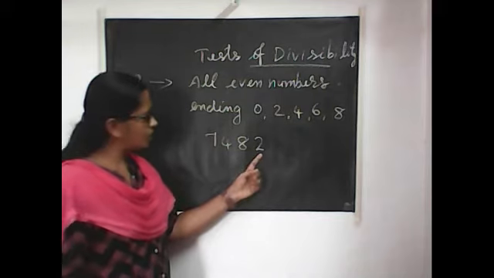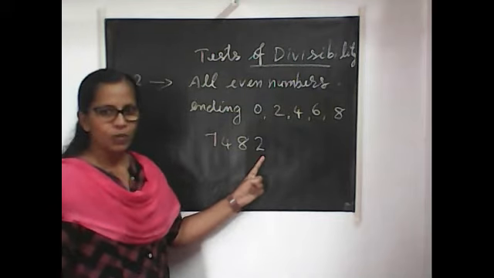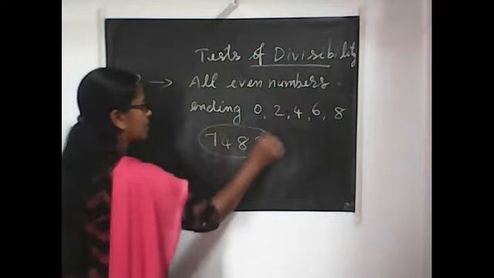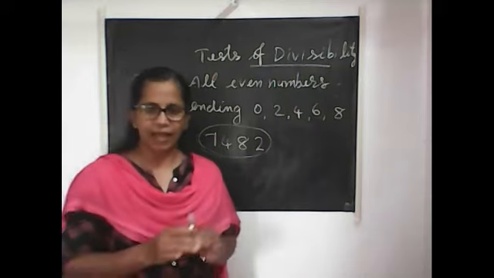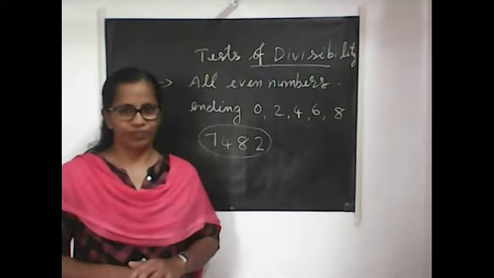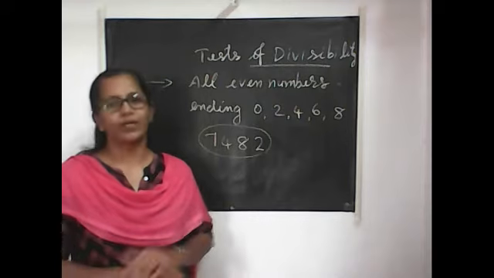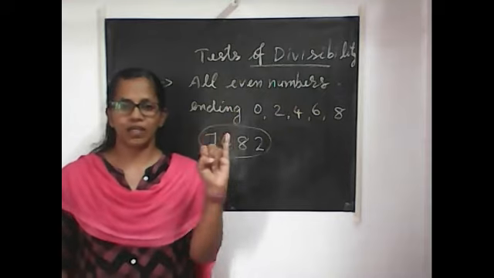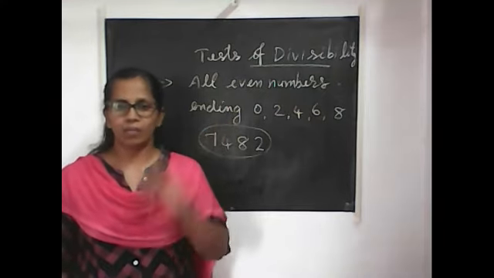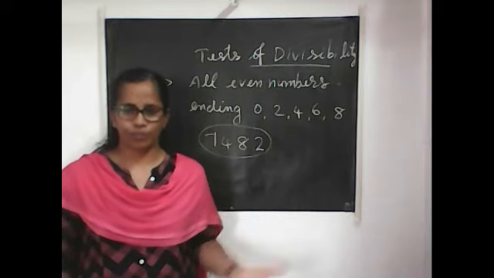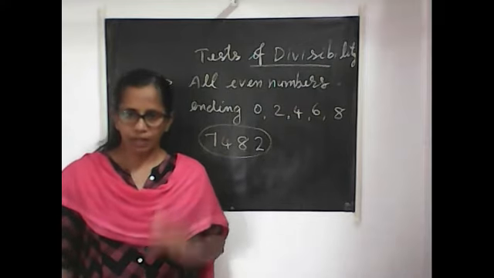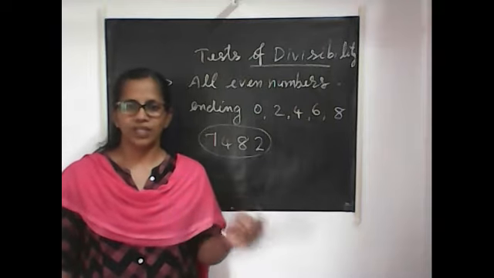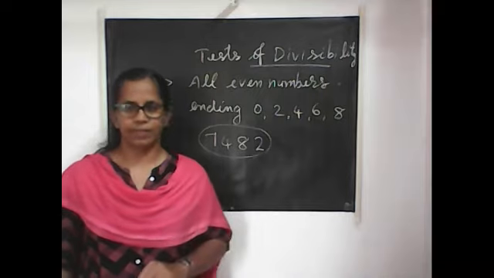Look at the condition: the ones place digit is 2. So it is an even number, and this number, 7482, can be exactly divided by 2. Without doing division, we can find that out. I hope all of you studied the first condition, divisibility by 2. All even numbers can be divided by 2, and to be an even number, the number should end with 0, 2, 4, 6 or 8.